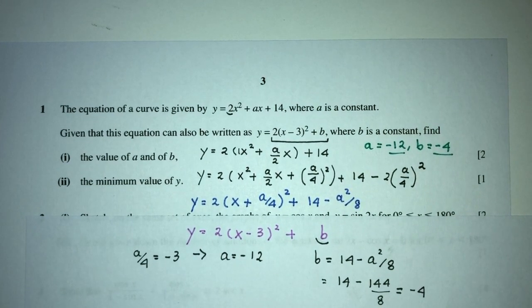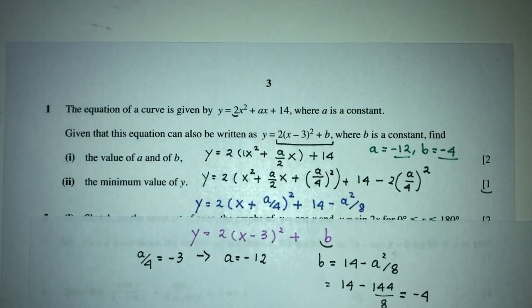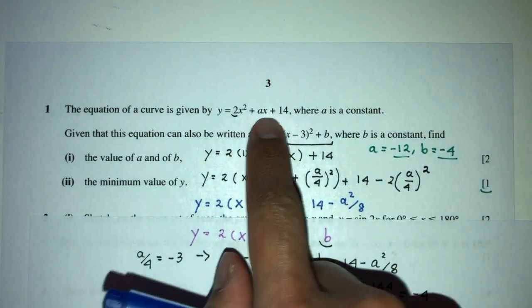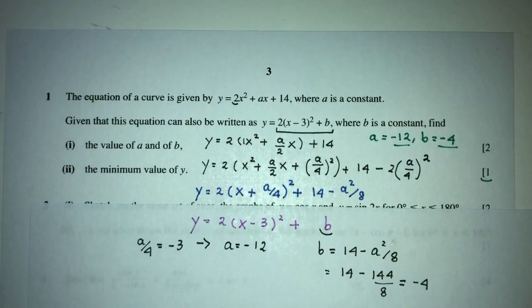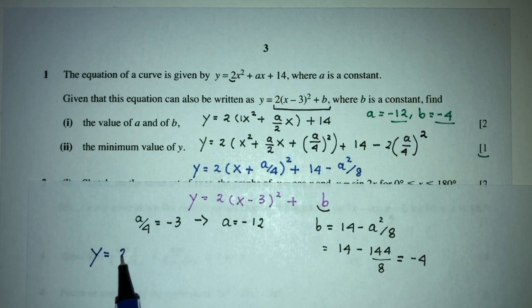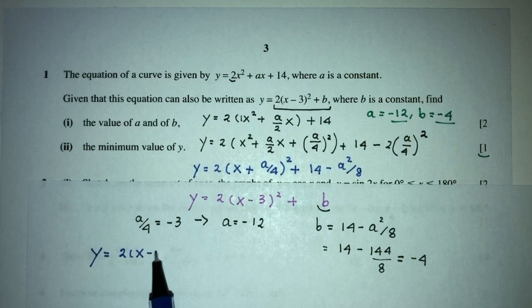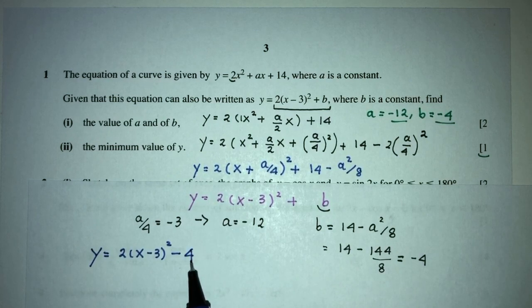So there's a reason why it is only 1 mark. It is super easy. Why is that? Because whenever you change your equation to this form, you can find your minimum value directly. So let me write this down. Right now you know that your equation looks like this. y equal to 2 x minus 3 square. Here we have b is equal to minus 4, that will be minus 4, right? So now you know your equation looks like this.